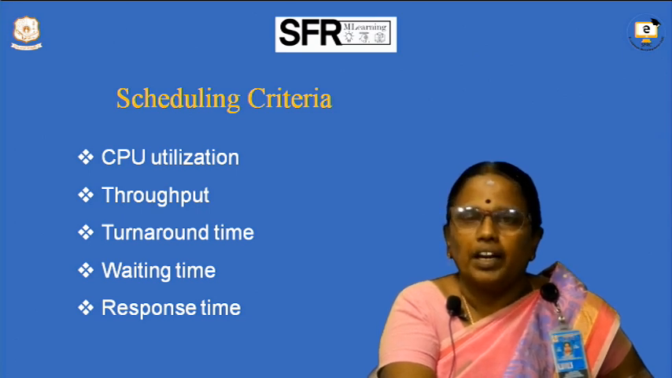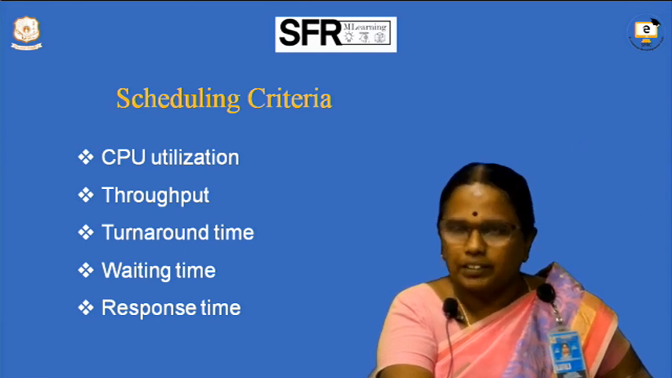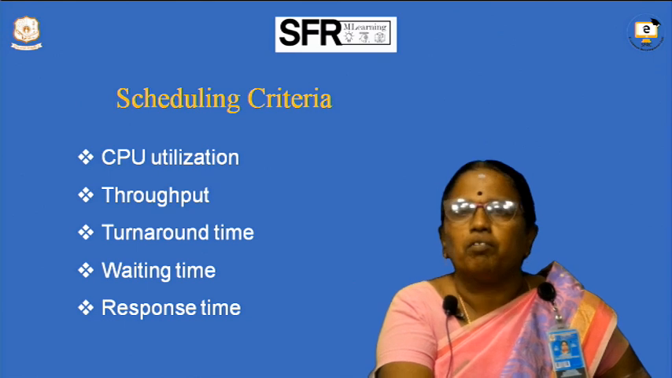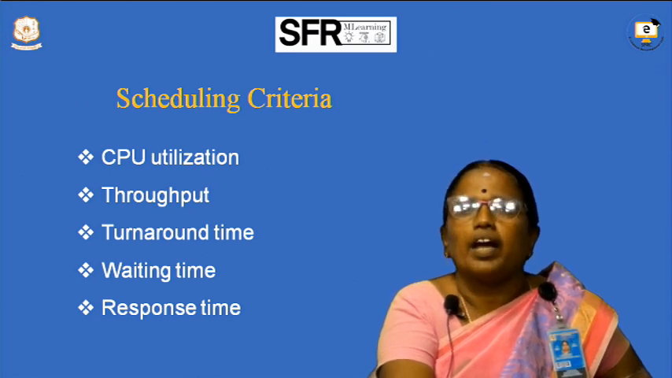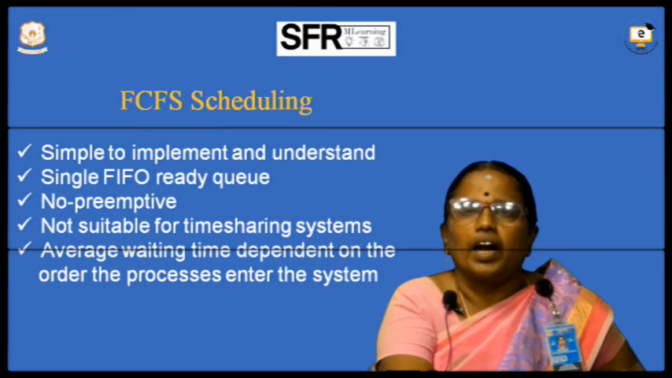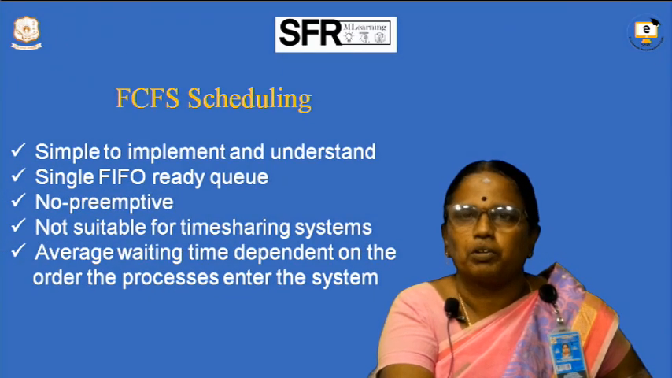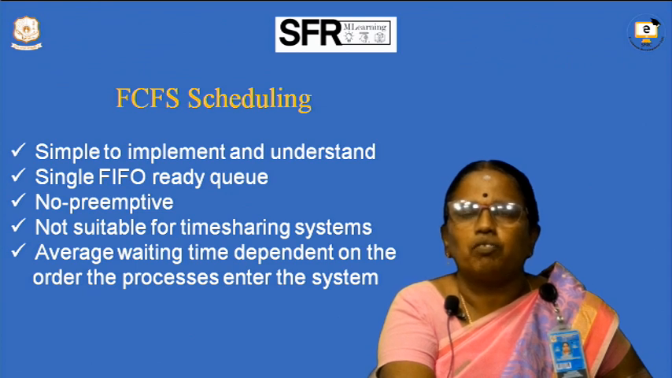In the scheduling criteria, when we compare all the algorithms, CPU utilization must be maximum, throughput must be maximum, turnaround time must be minimum, waiting time must be minimum, and response time must be minimum for each and every process. And among the various algorithms available for CPU scheduling, we will see the FCFS scheduling and SJF scheduling today. FCFS stands for first come, first served.